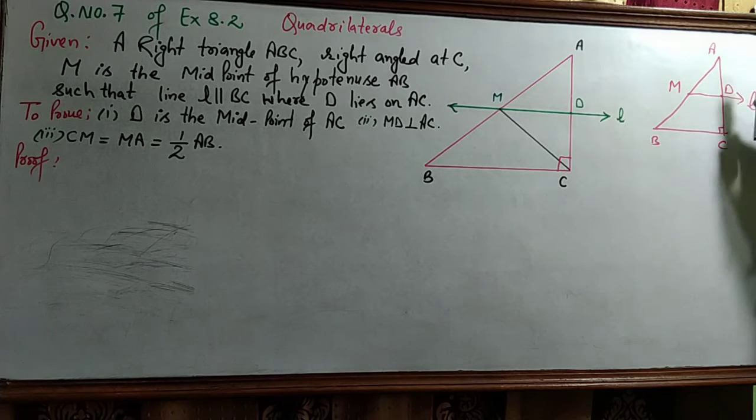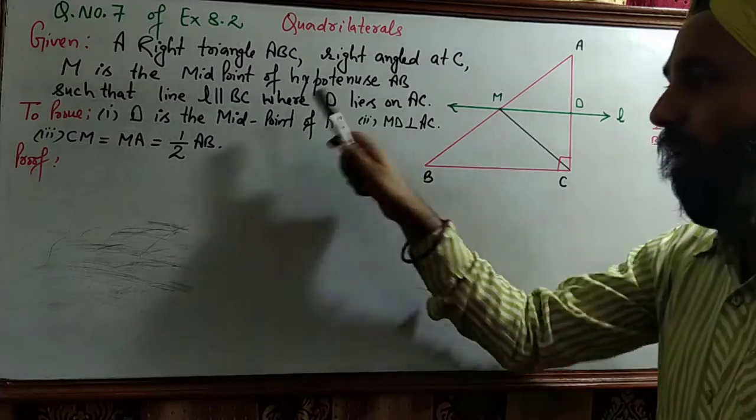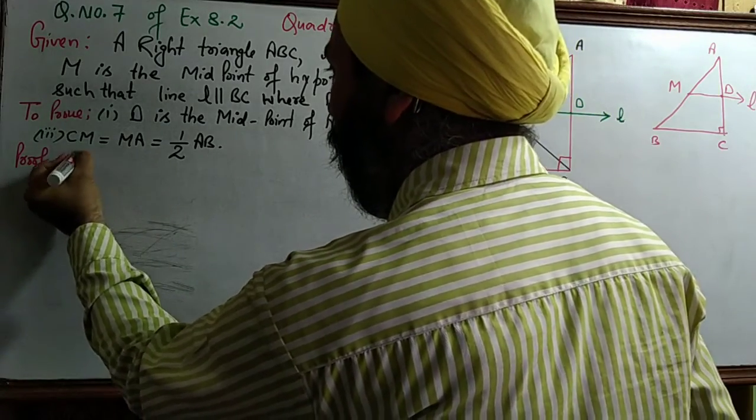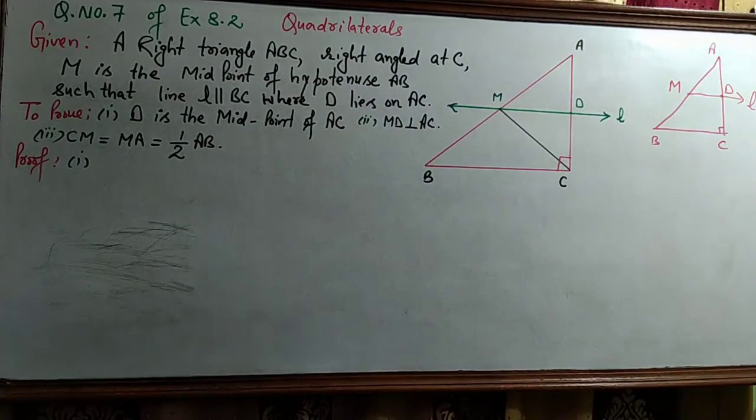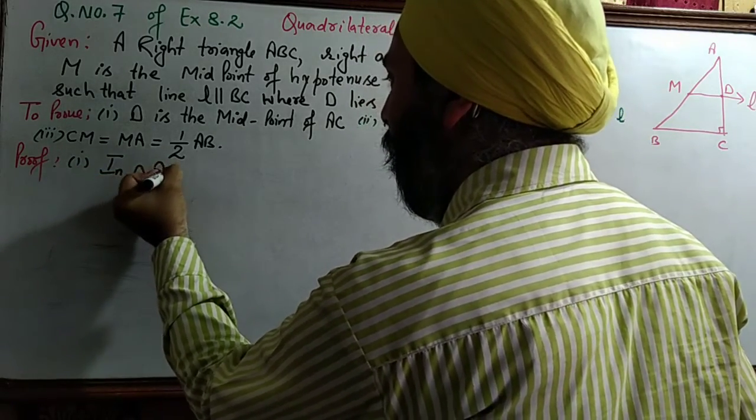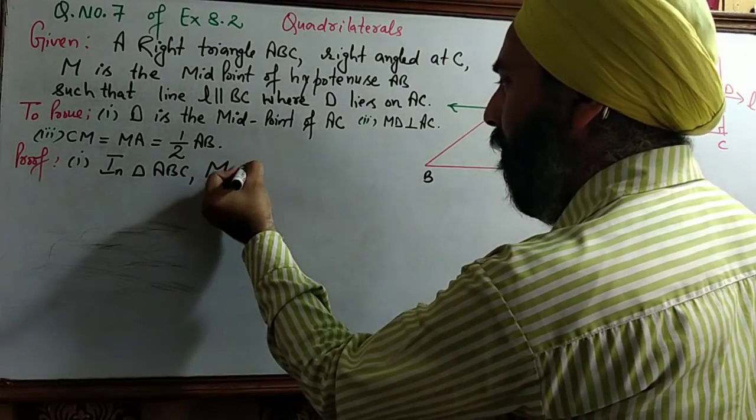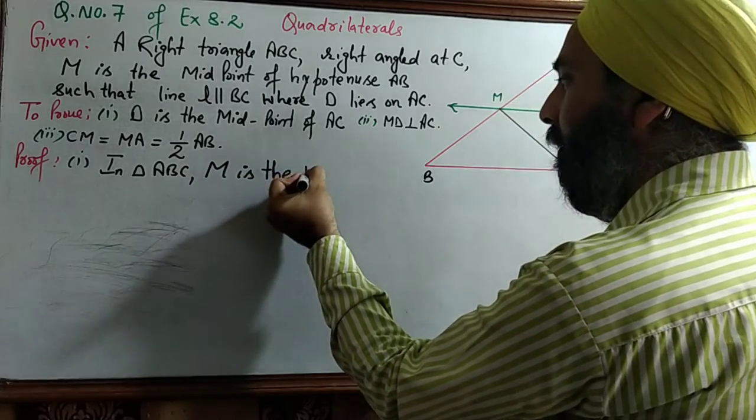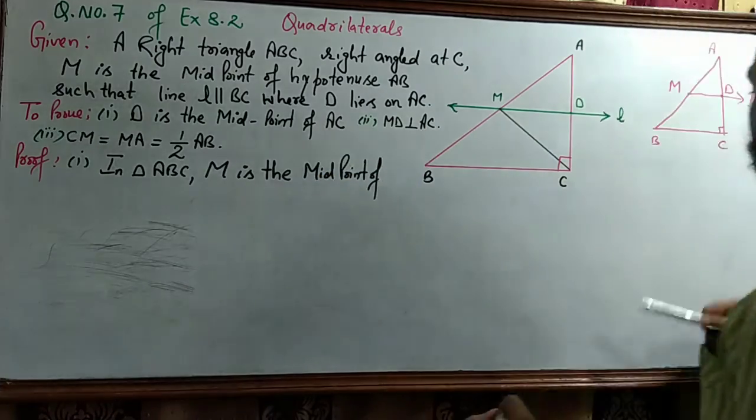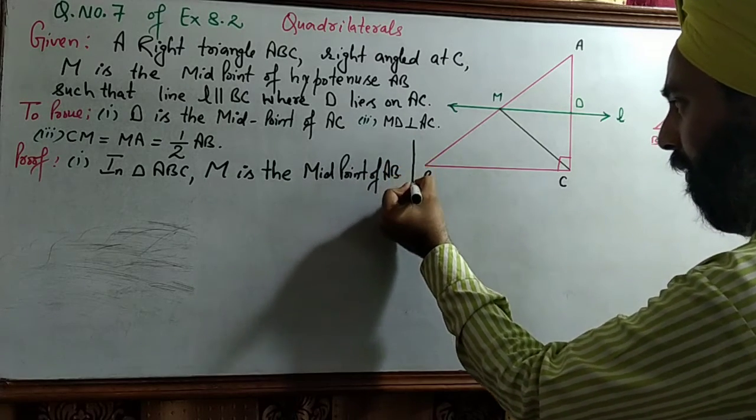This midpoint theorem says that this line bisects the third side. It means this line bisects AC. Bisect means D is the midpoint of AC. So our first part will be proved here. We will do it that way. We will start with the first part. In triangle ABC, we have M. M is the midpoint of what? AB. M is the midpoint of AB.